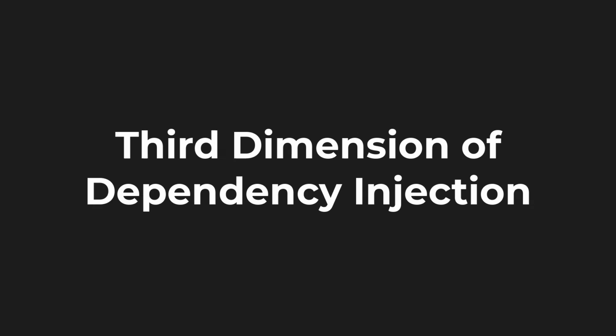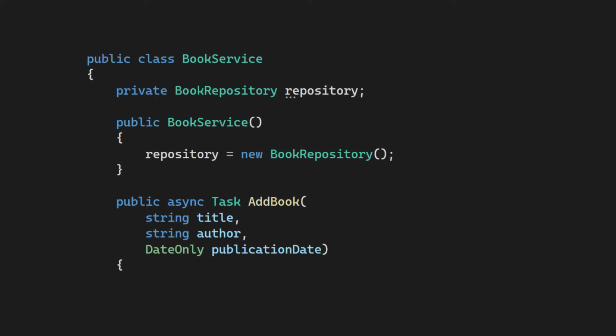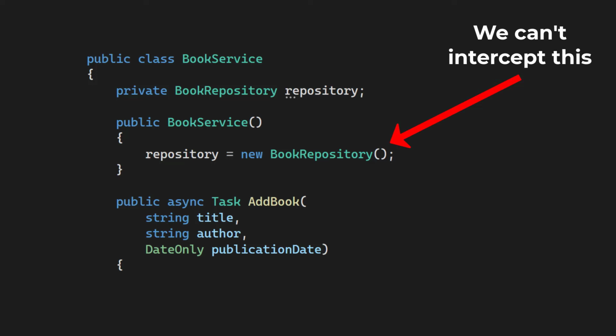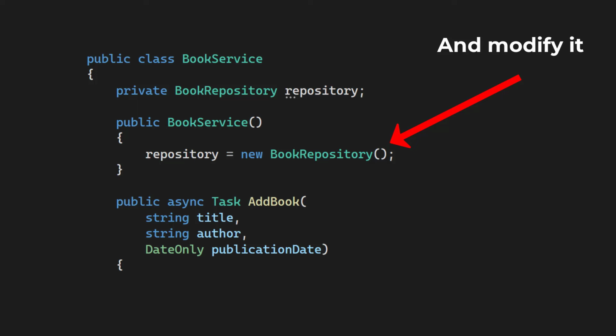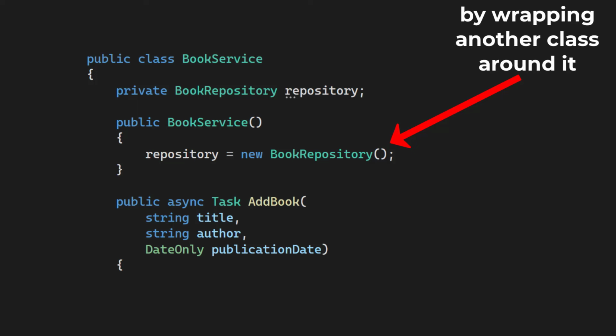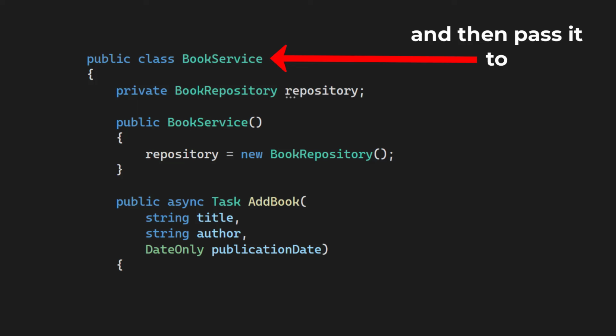In this video, we're going to talk about the third dimension of dependency injection, which is interception. To understand interception, let's go back to our original book service class, which created an instance of book repository in its constructor. Now, in this design, it is impossible to intercept the book repository dependency. In other words, reach out to this book repository dependency and possibly modify it by wrapping another class around it and then pass it to the book service class.